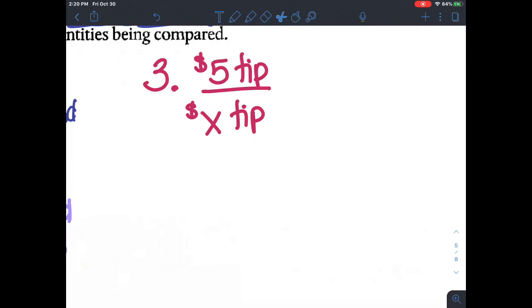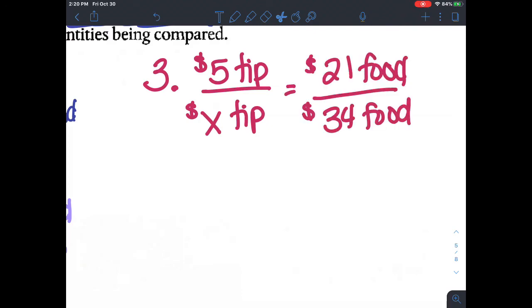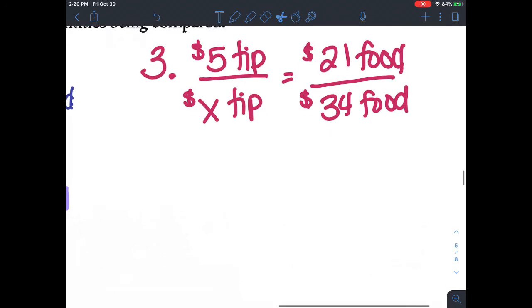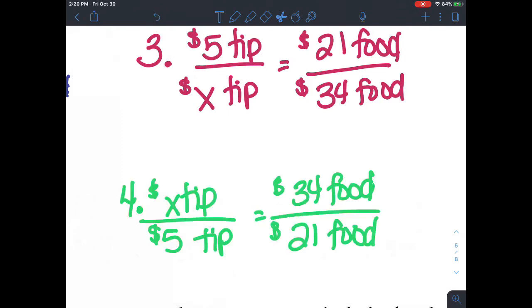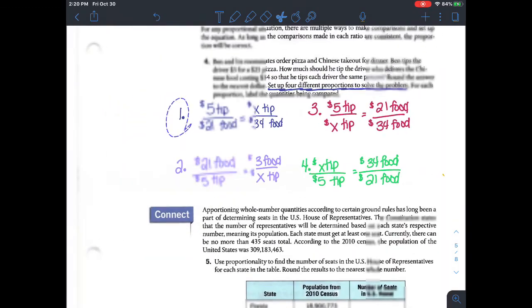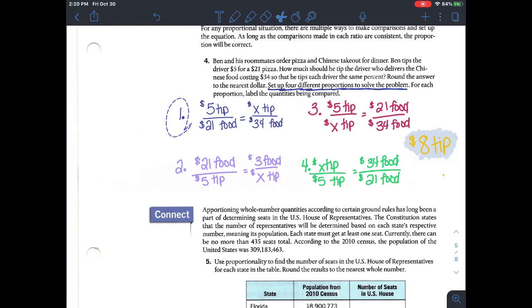Okay, or I could also set it up comparing tips in one fraction and the food in the other. So $5 tip versus some other tip. The $5 tip goes with the $21 in food. The X tip goes with the $34 worth of food. I could solve it that way. I could also, like I did before, just flip these 2 fractions and solve. No matter which way, so long as you fix the typo on number 2, you'll get an $8 tip, if I solved all of these, cross multiplied, solved for X. All right, and then that's it.